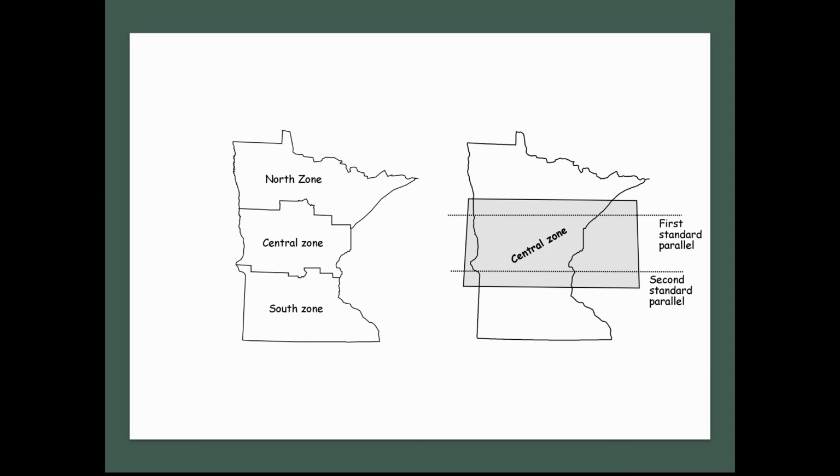A different set of parallels is defined for each state plane zone. These parallels are placed at 1/6 of the zone width from the north and south limits of the zone, as seen in the figure here.